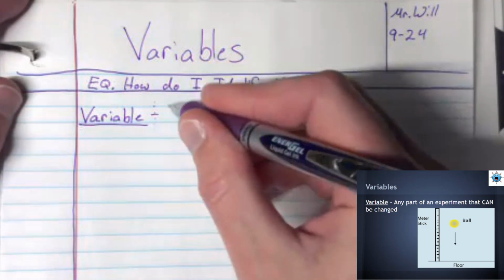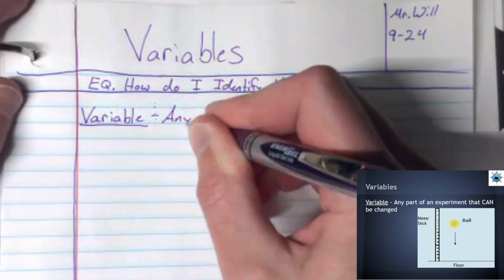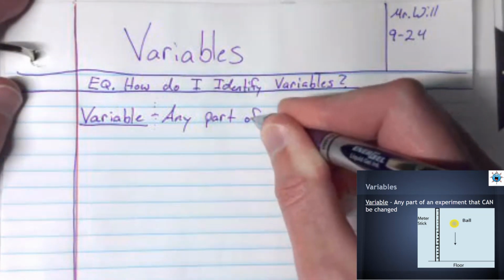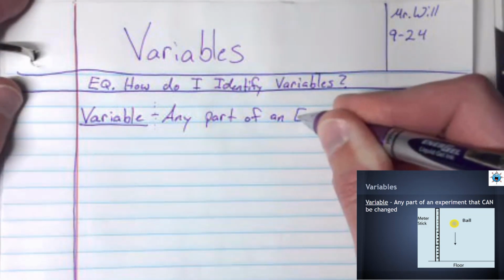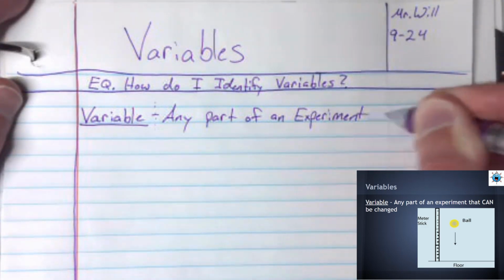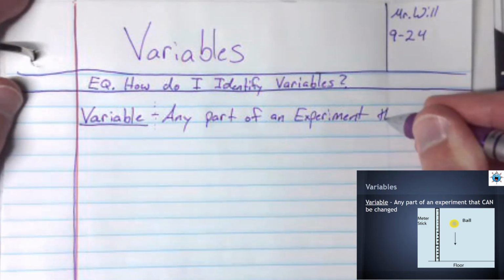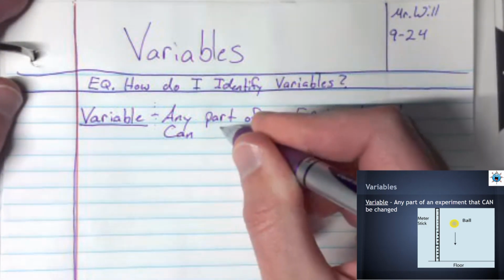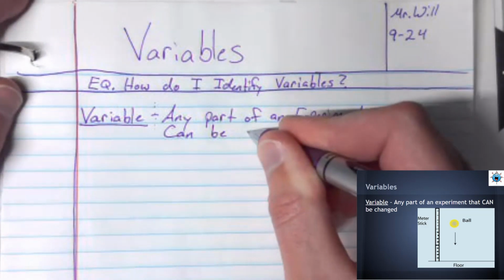So the definition of a variable is any part of an experiment that can be changed.